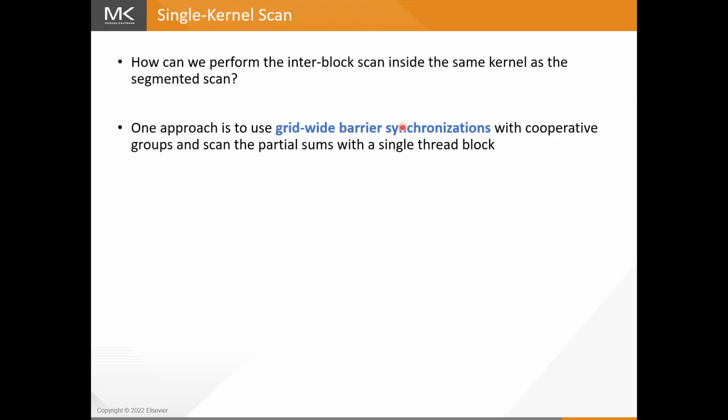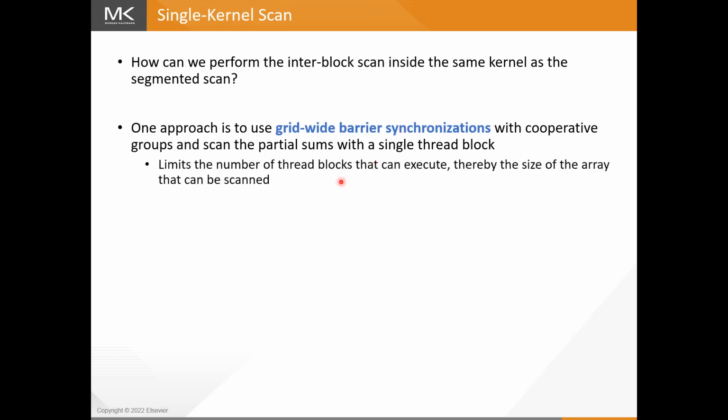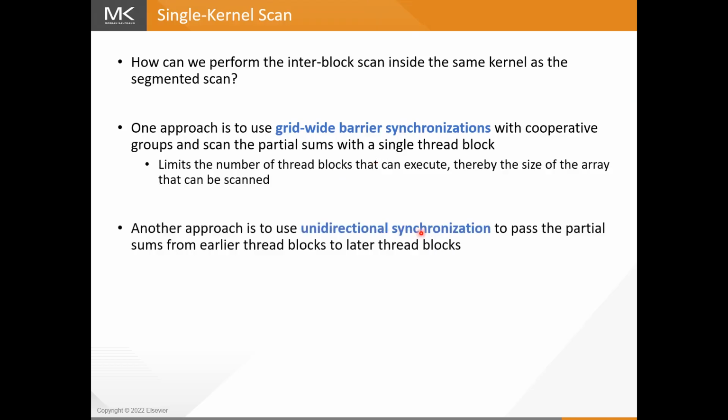But the question is, do I really need to wait for all the thread blocks? Do all the thread blocks really need to wait for all the other thread blocks? Right. In scan, every thread block only needs to wait for the thread blocks that come before it. It doesn't need to wait for all the thread blocks. So what do we call this kind of synchronization? A unidirectional synchronization, exactly. So the grid-wide barrier synchronization limits how many thread blocks we can launch. Another approach is to do a unidirectional synchronization, where we pass the partial sum from one thread block to the other, and that's going to look like this.